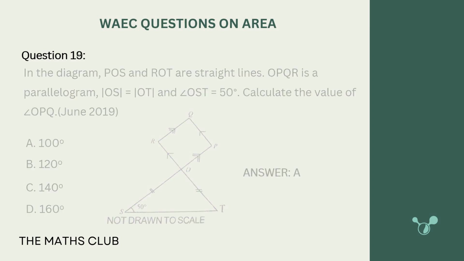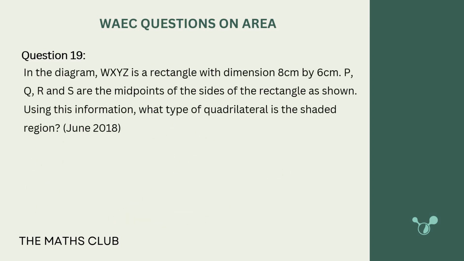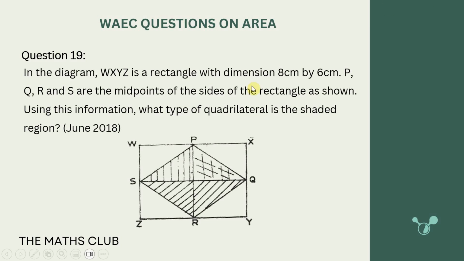Great. Question 19 says that in the diagram, WXYZ is a rectangle with dimensions 8 cm by 6 cm. PQRS are midpoints of the sides of the rectangle as shown. Using this information, what type of quadrilateral is the shaded region? Is it a trapezium? Is it a prism? Is it a rectangle? Is it a rhombus?